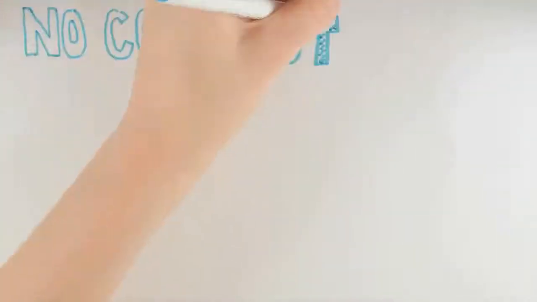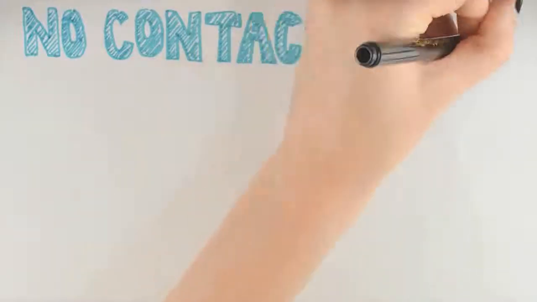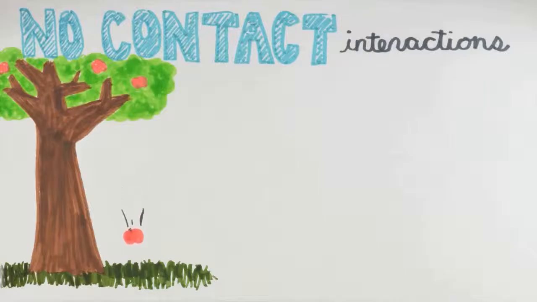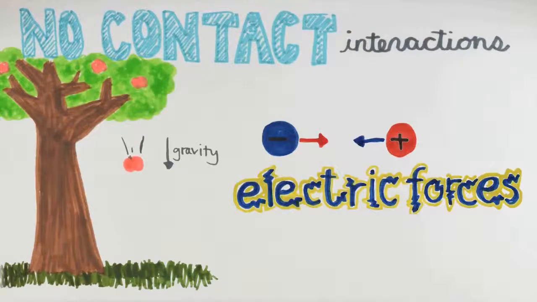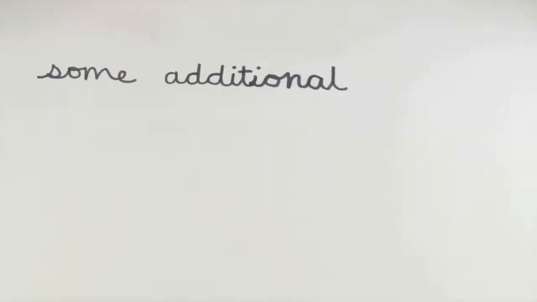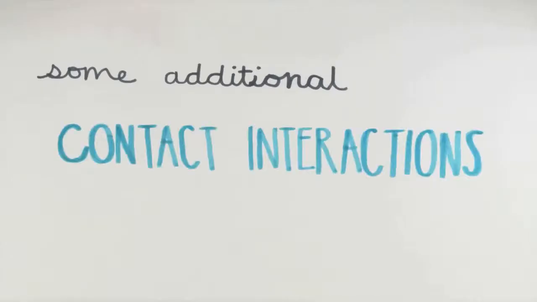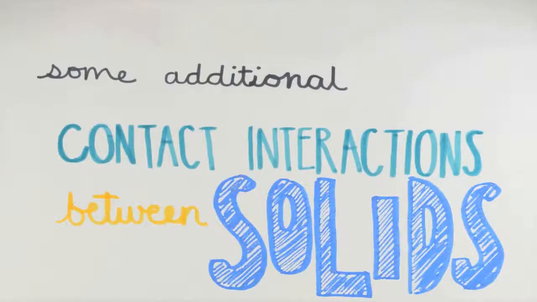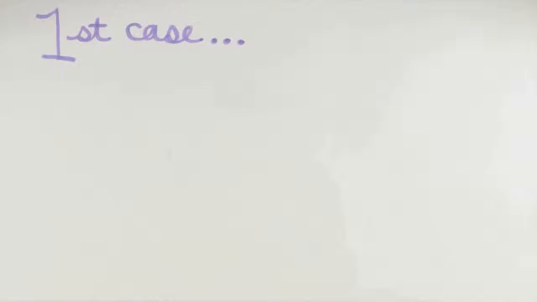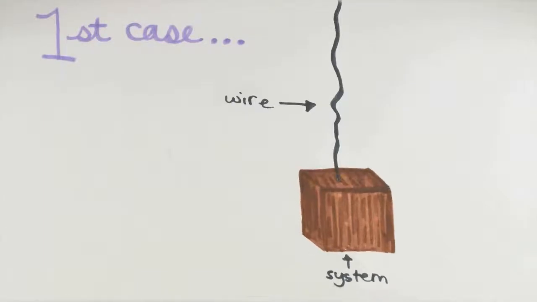Now, not all interactions require contact. Newton's universal law of gravitation and Coulomb's law for electric forces are two examples where we can have interactions at a distance without physical contact between the system and the surroundings. In the next couple of lectures, we're going to discuss how to model some additional contact interactions that may arise between solids. Let's discuss first the case where we have a wire tied to our system.